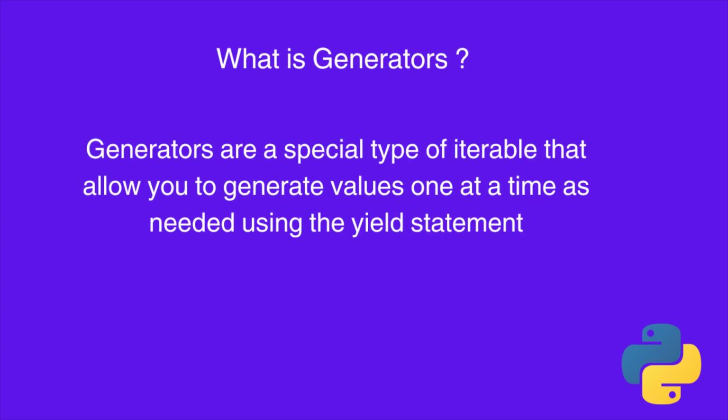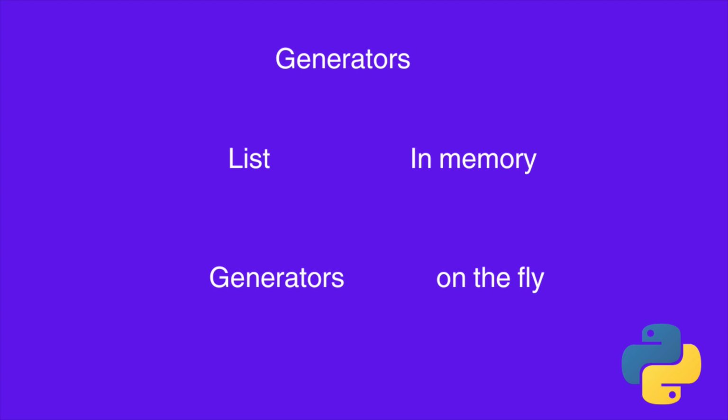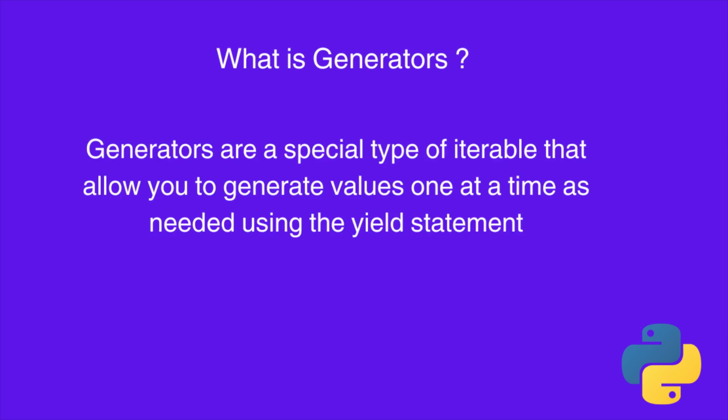So what is a generator? By definition, Python generators are a special type of iterable that allow you to generate values one at a time as needed using the yield statement. Unlike lists or tuples, which compute and store all elements in memory at once, generators produce items on the fly, making them much more memory efficient, especially when dealing with large datasets. So basically, Python generators generate the data whenever you need it rather than keeping it in memory.